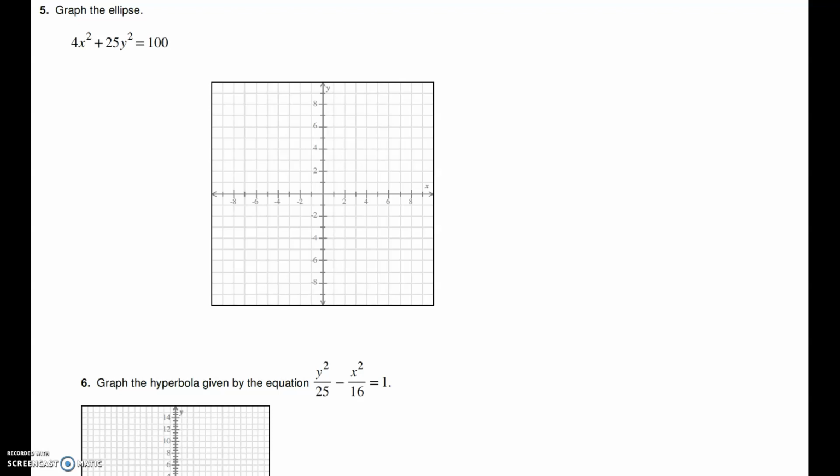Hi, in this video, I will be showing you problem number 5 and 6 from the worksheet on chapter 9 for the intermediate algebra class. Graph the ellipse 4x squared plus 25y squared equals 100.